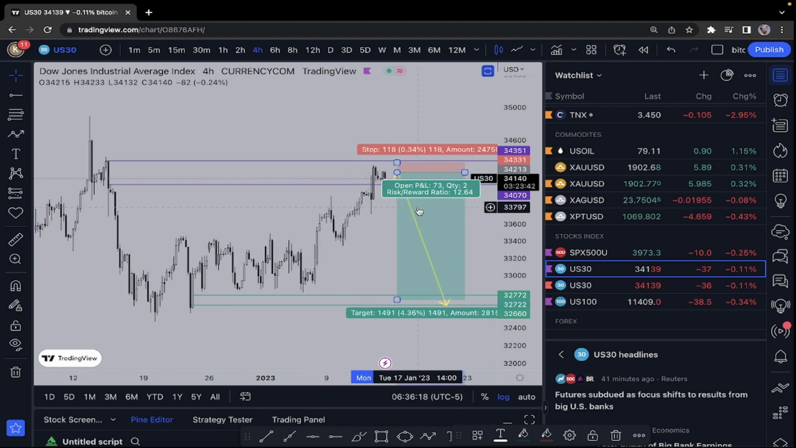So that would be an easy, well, not really easy, but that would be a 1 to 12 setup. You can risk $11 to make $149. You can risk $118 to make $1,049. You can make $1,491, and you can risk $1,000 and make 10 racks. So yeah, no, that would be 14 racks.